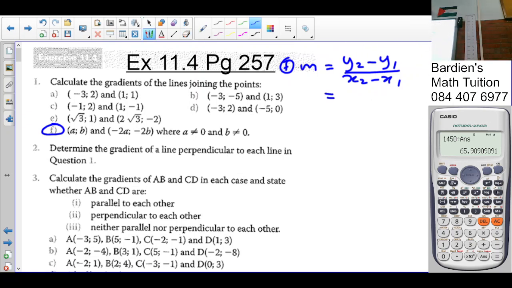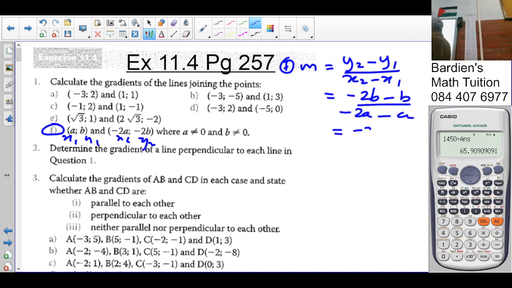So if you make this x1, y1, x2, y2, it's simply negative 2b minus b over negative 2a minus a. Negative 2b minus b is negative 3b over negative 3a. So it's going to be b over a. And that is the reason why they say a can't be equal to 0, otherwise the sum will be undefined. If b is equal to 0, the gradient will be 0.